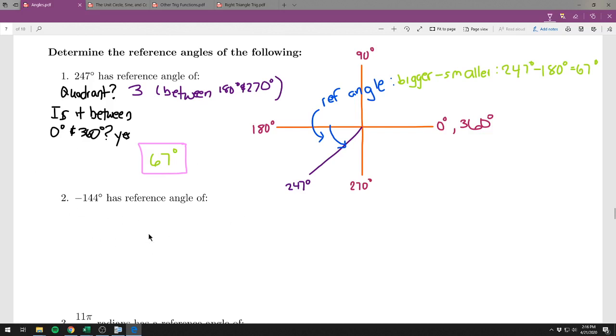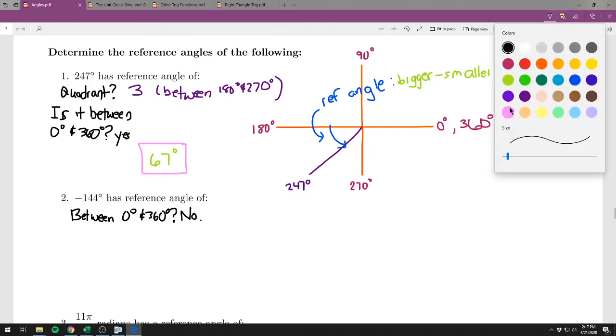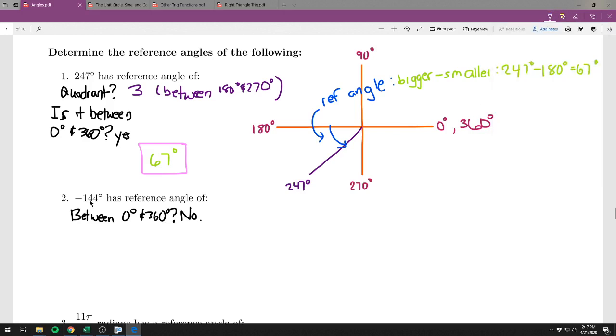The next one, number 2 here, you'll see we don't have the first question answered. Is it between 0 and 360? So we gotta make sure we do that. Is negative 144 between 0 and 360 degrees? The answer to that is no. So we gotta make it between 0 and 360 by finding its coterminal angle.